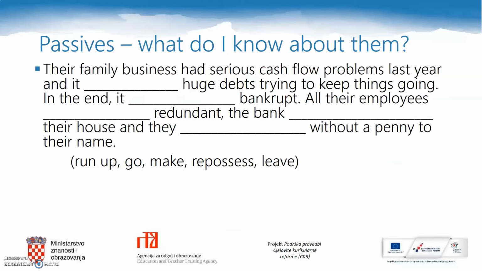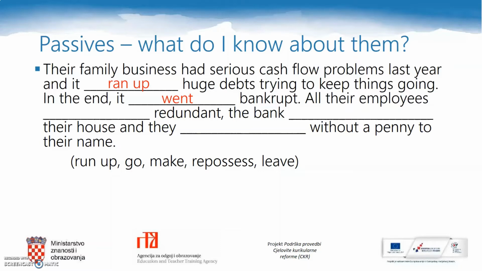Let's practice some more. You have a text and some verbs that you have to fit into gaps. Let's check your answers. Their family business had serious cash flow problems last year and it ran up huge debts trying to keep things going. In the end, it went bankrupt.